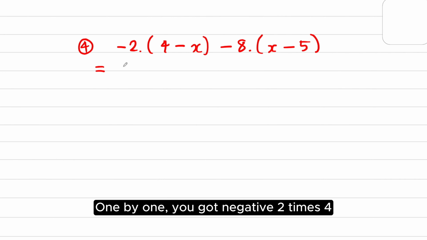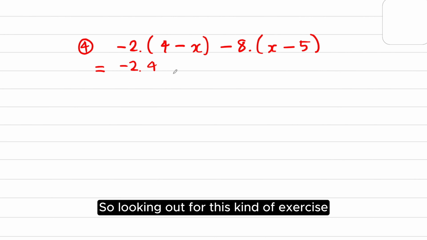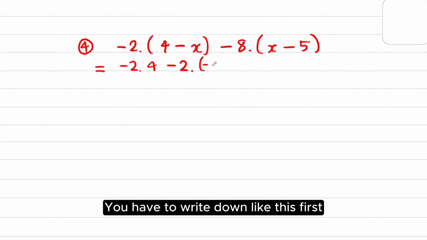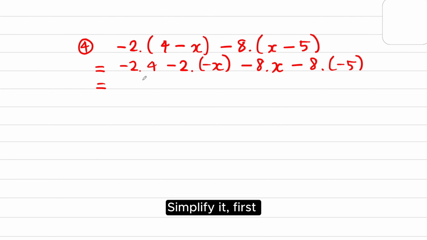One by one, you have negative 2 times 4. And you already know about working out this kind of exercise, yeah? Negative 2 times negative 8, so how can you work with this? You have to write it out like this first, and then another minus 8 times 8, and then minus 8 times minus 5. Simplify it first.